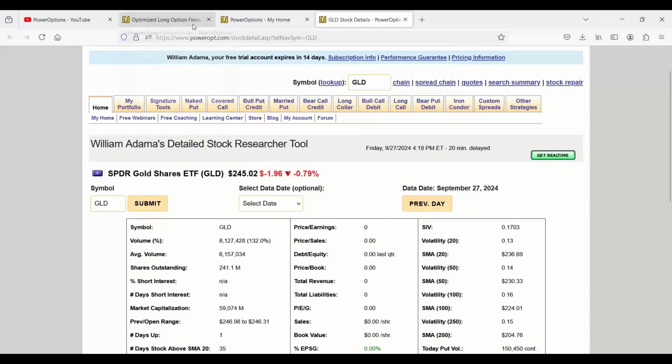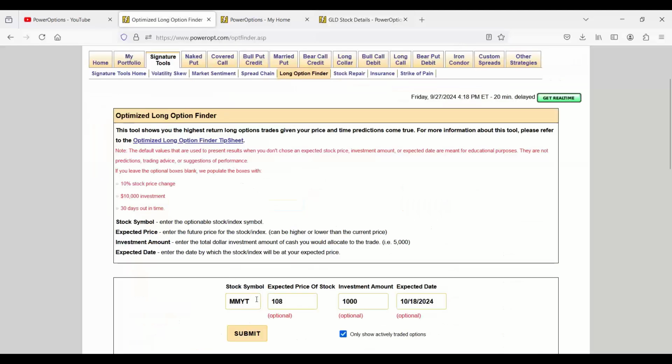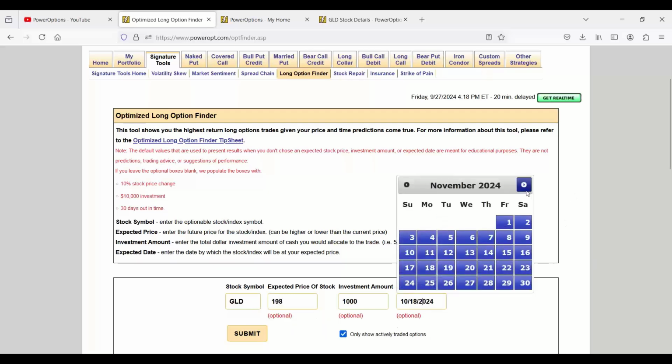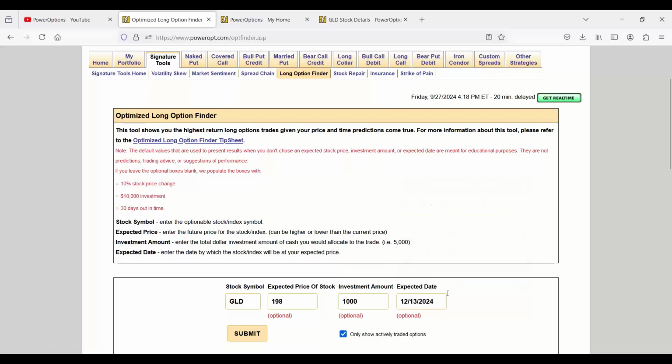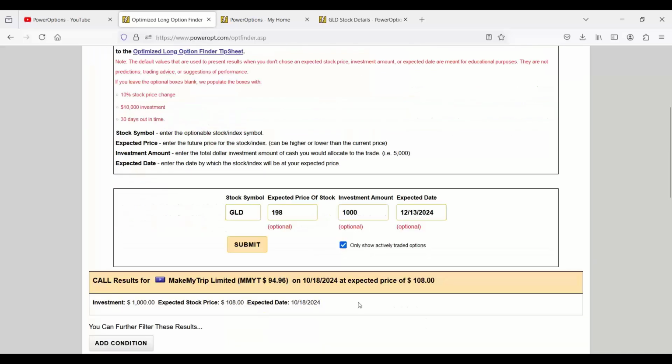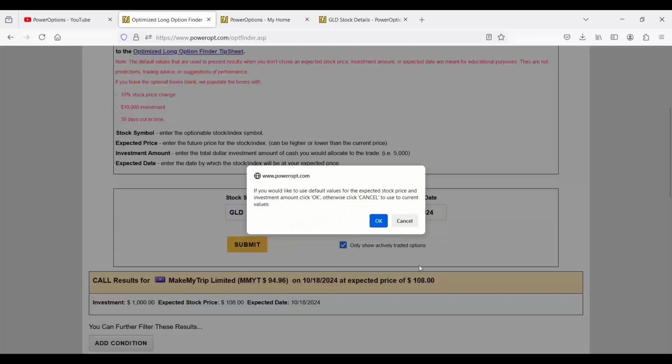But how can I use this optimized long option finder to help me find hedges? Well, let's just do it. We'll do GLD. Let's put an expected value of 198. We'll go further out in time, post-election. We'll go out to December 13th, 12/13/2024. Another Friday the 13th. We just had one recently. And let me just start off with $1,000 for now. We'll go ahead and click submit.